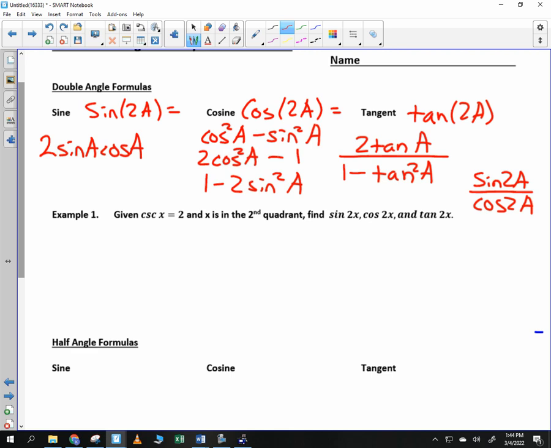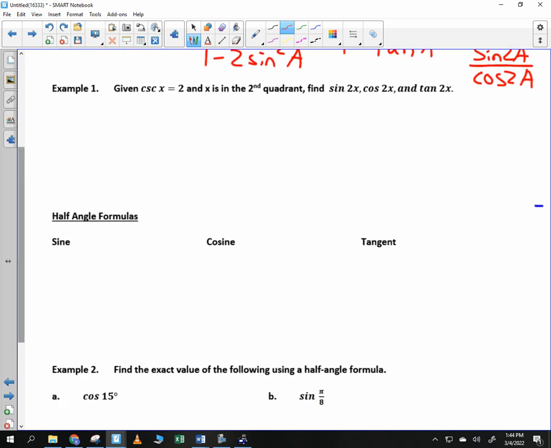Okay, so we do one example today. We're just going to do the one example, and then we would like you to get working on that homework so you can answer any questions that you have. It says cosecant is equal to 2 and x is in the second quadrant. Find sine of 2x, cosine of 2x, tangent of 2x.